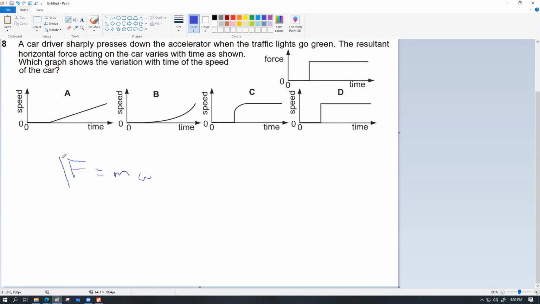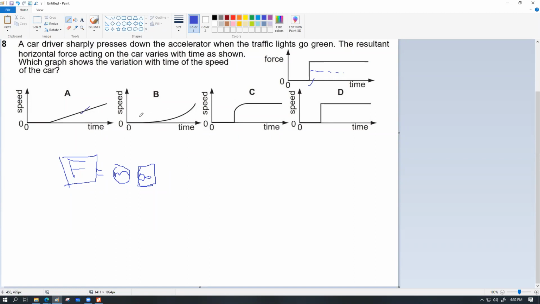Whenever you have a fixed value of F, because the mass is also a constant for the car, nowhere in the question does it say the mass is a variable. So acceleration should also be a constant. So acceleration being constant means from the instance that the force became available, from this point onwards, we should represent a constant acceleration in our graph. Now for a VT graph, constant acceleration is represented by a straight positive gradient line, which is available over here.